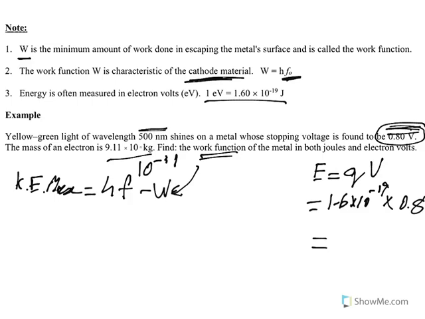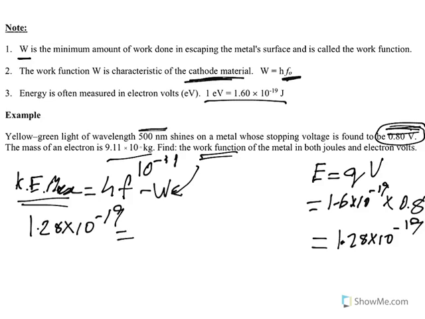Alright, so 1.6 by 10 to the minus 19 times 0.8, and that's 1.28 by 10 to the minus 19. Now, that's energy that we're talking about here. That's the kinetic energy, the electrical energy needed to stop the electron. So the kinetic energy is 1.28 by 10 to the minus 19.